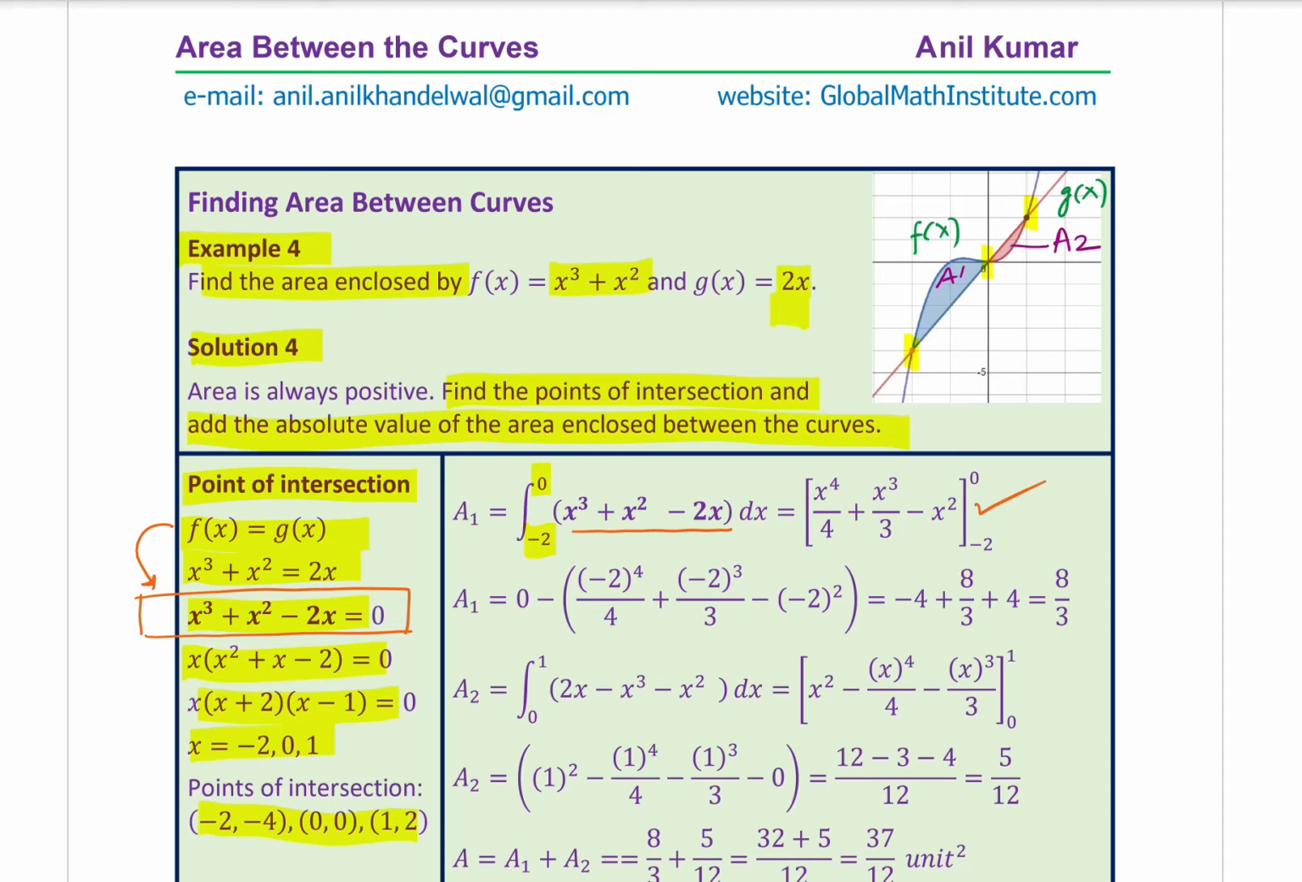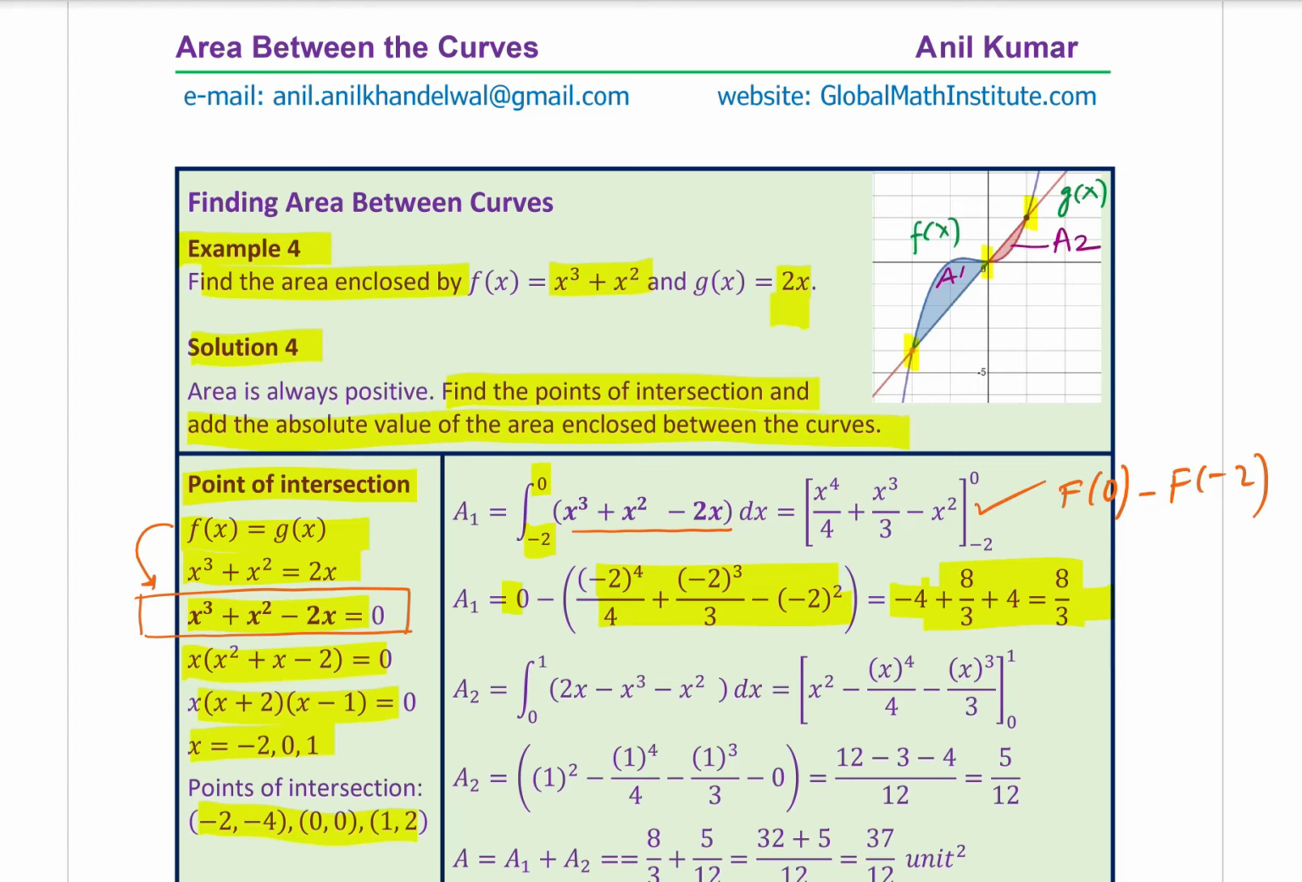Now you can substitute the values. You can find what is F of 0 minus F of minus 2. And then you can find the value. So as you can clearly see, F of 0 is 0 minus everything else with x equals minus 2. I mean, you get your answer, which is right there, right?